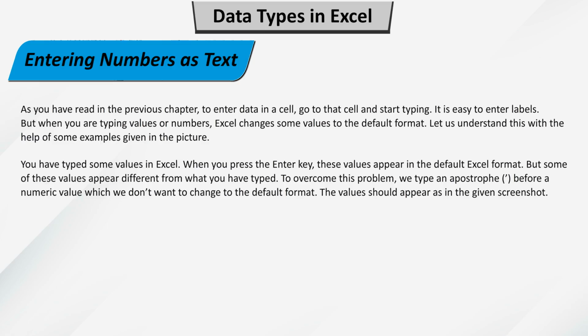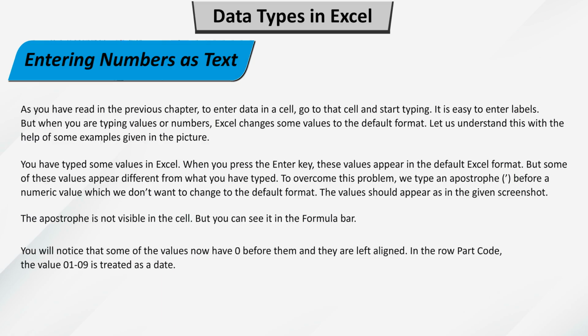To overcome this problem, we type an apostrophe before a numeric value which we don't want to change to the default format. The values should appear as in the given screenshot. The apostrophe is not visible in the cell, but you can see it in the formula bar. You will notice that some of the values now have 0 before them and they are left aligned. In the row part code, the value 0109 is treated as a date.